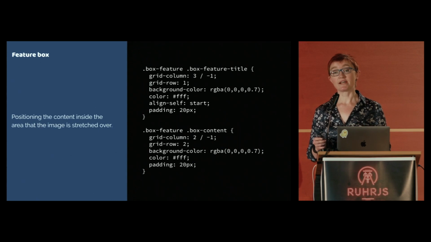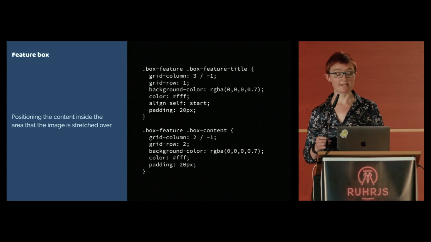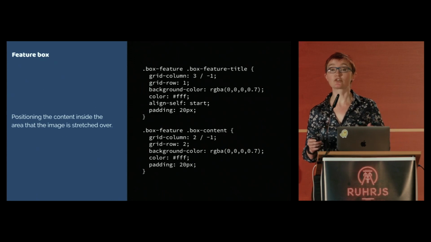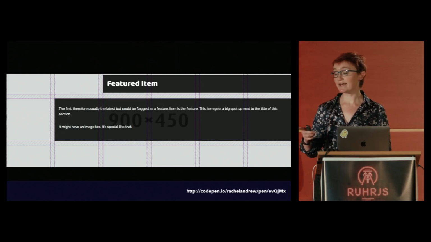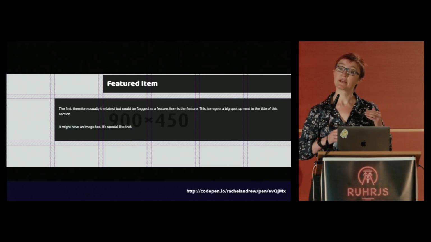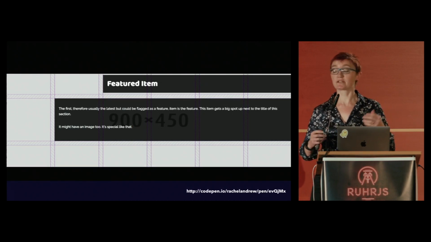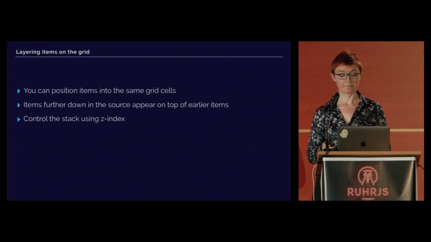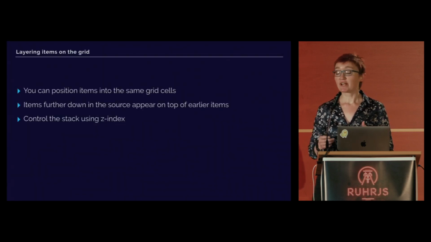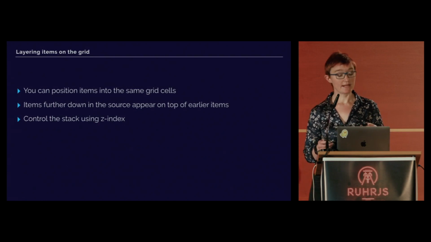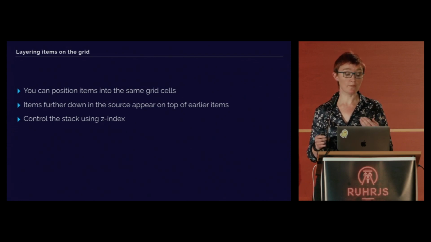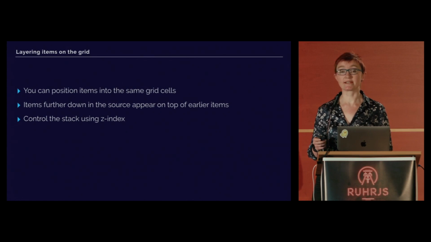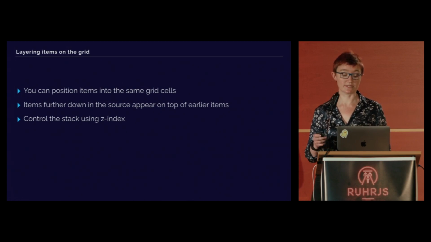And I can then put the content, the title and the text content, I can position that over the image because grid lets us layer things up. And we get this. Again, I'm still highlighting the tracks so you can see where they are. And you can see how that second auto-generated track is growing to allow the content to expand as big as it will be. So as I mentioned, you can layer stuff up on the grid, so you can position things into the same grid cells. As you'd kind of expect, items further down in the source will appear on top, but you can control that stack using Z-index exactly the same way as you would if you had things that were positioned.